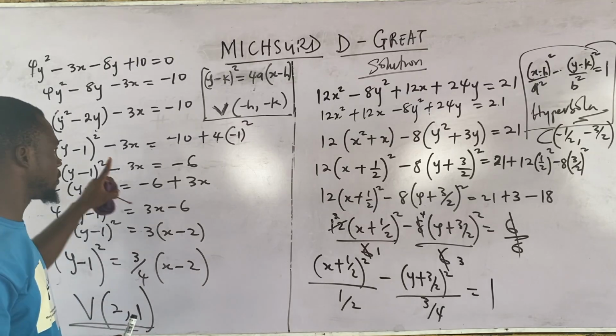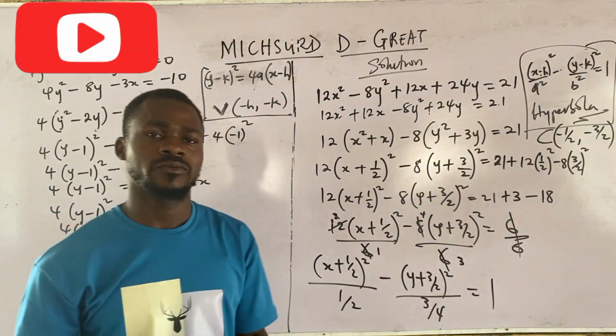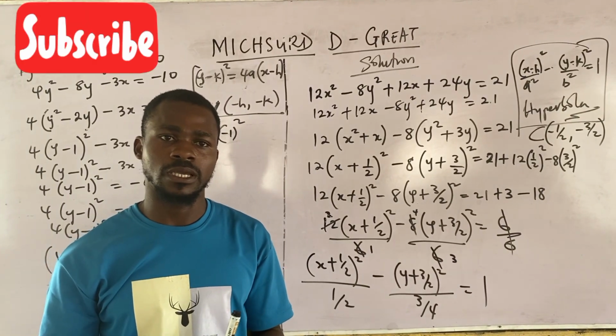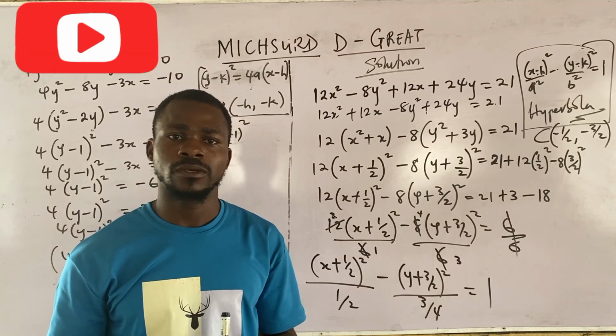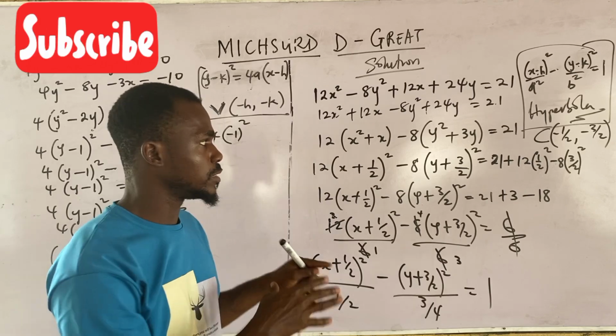So you have seen this is a parabola and you saw the way we solve it. In the next video, we are going to solve to get the focus, the asymptotes, the directrix, and other parameters that are required in the conics section.